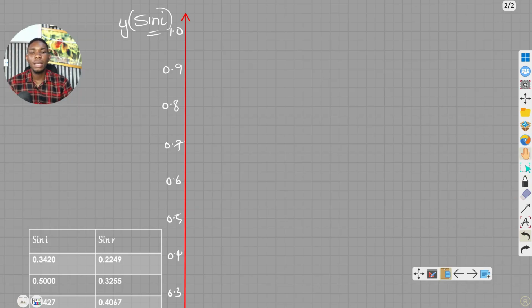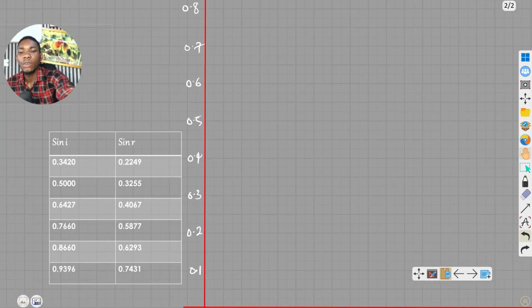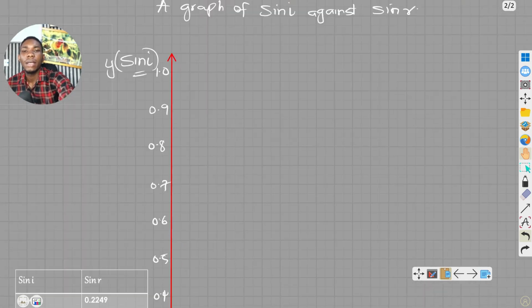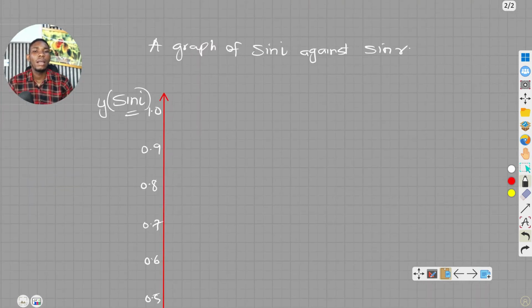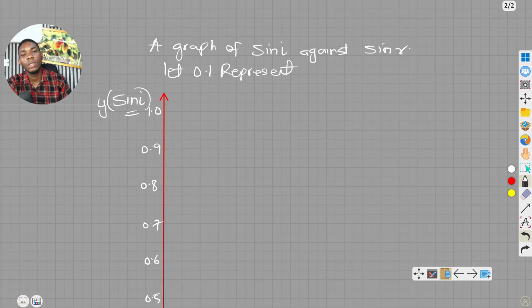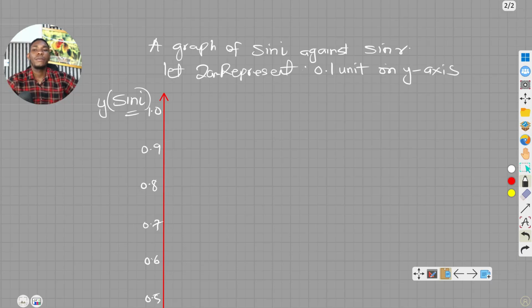Now, how about your x-axis? I think x will still follow the same thing. So you can say let 2 centimeters represent 0.1 units on the y-axis.